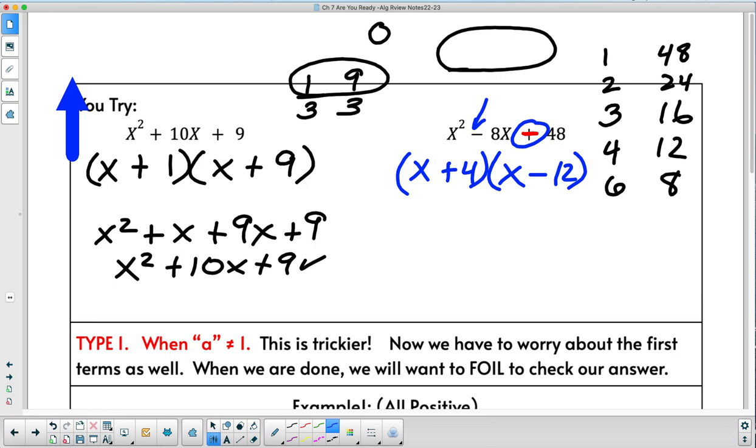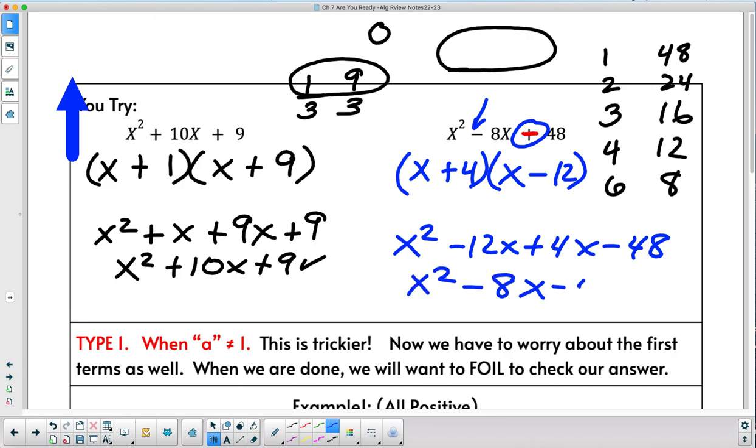So the first was x squared. The outside was negative 12x. The inside was positive 4x. The last was negative 48. And now we got x squared minus 8x minus 48 is correct as our answer, and that's why we had to make that change to be a negative sign.